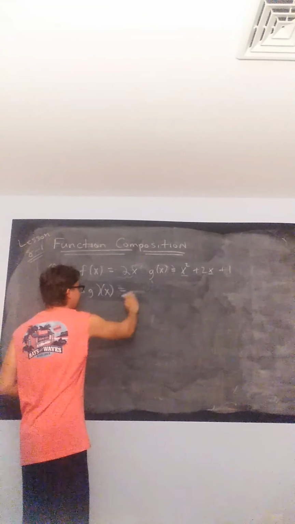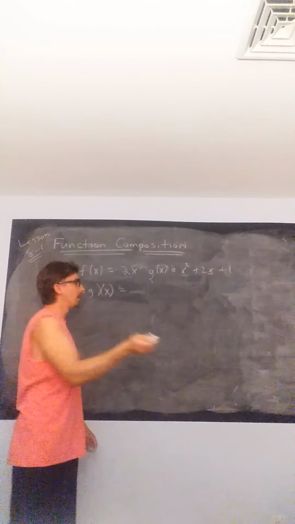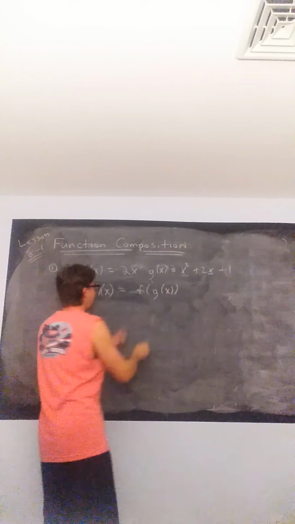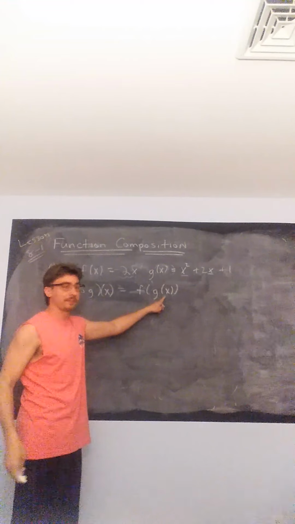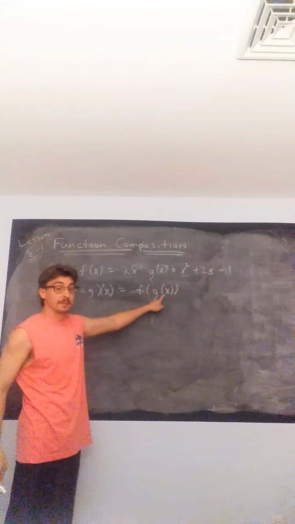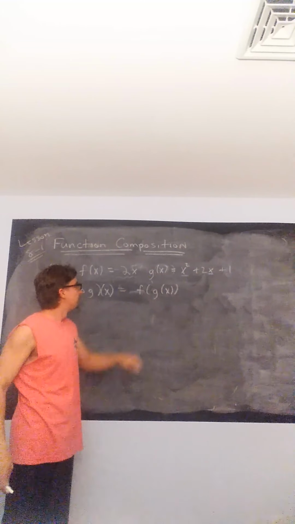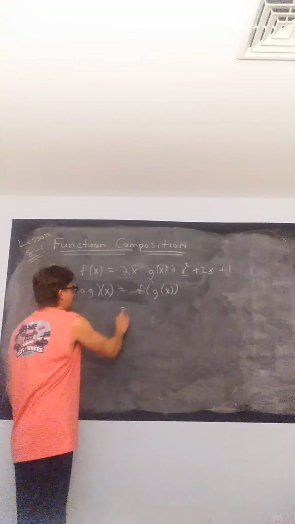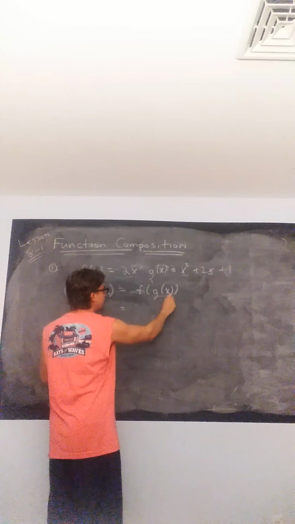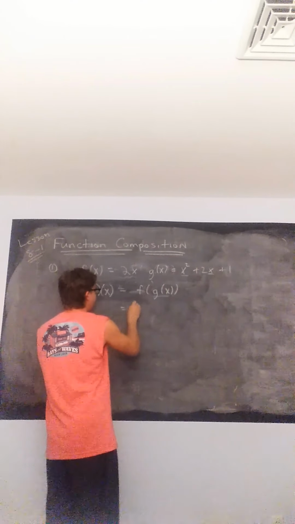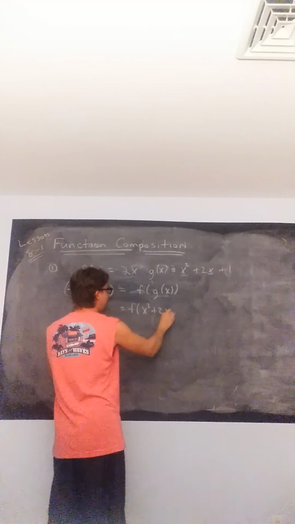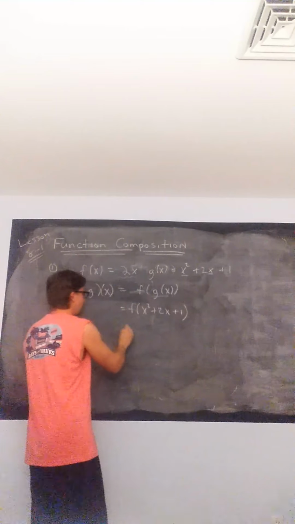So our first step, just like in the last problem, we want to go ahead and rewrite it. So we write that as f of g of x. The second letter is the one that's on the inside. So again, we work from the inside out. Your inner function is g of x. So that means we have f of this function: x squared plus 2x plus 1.